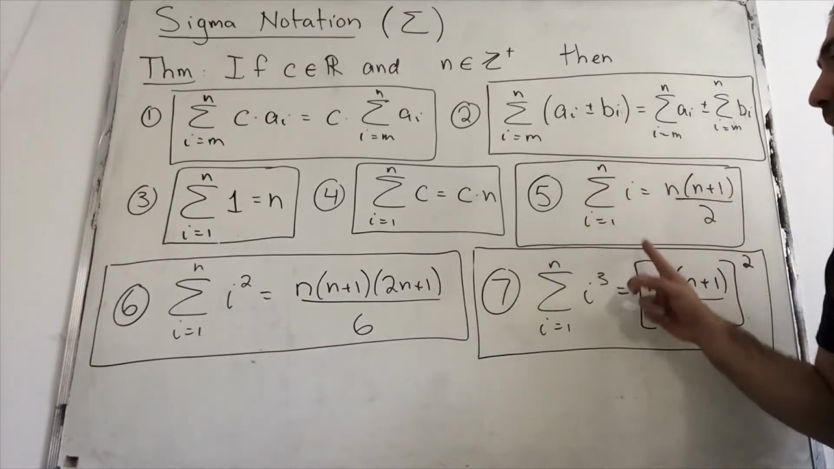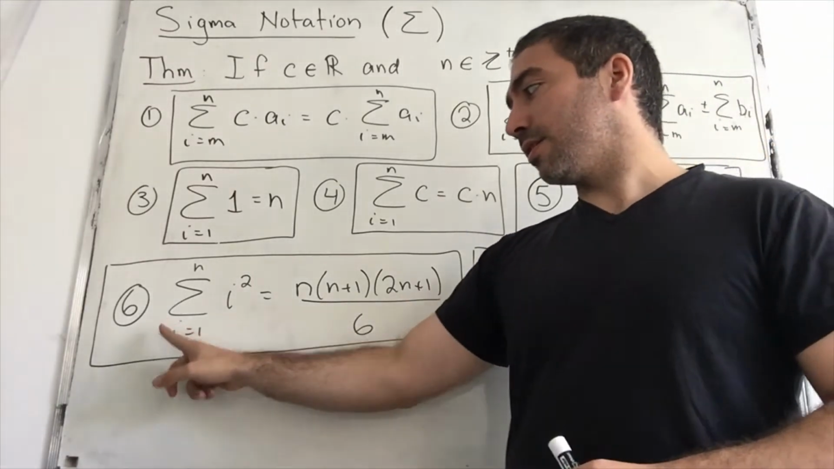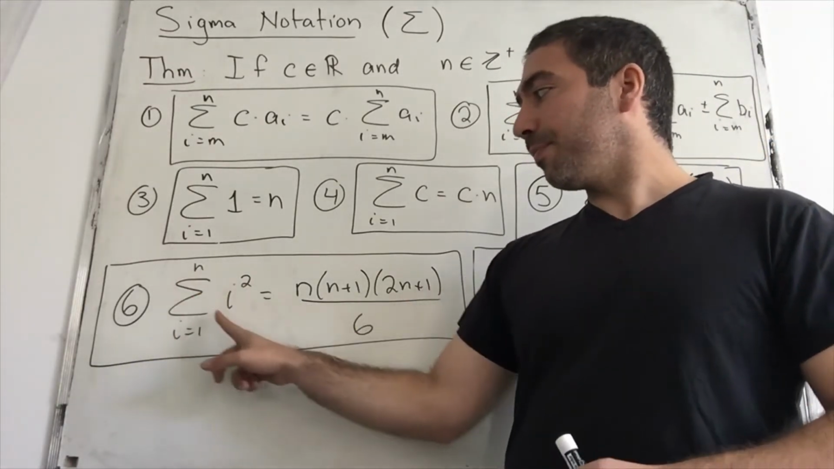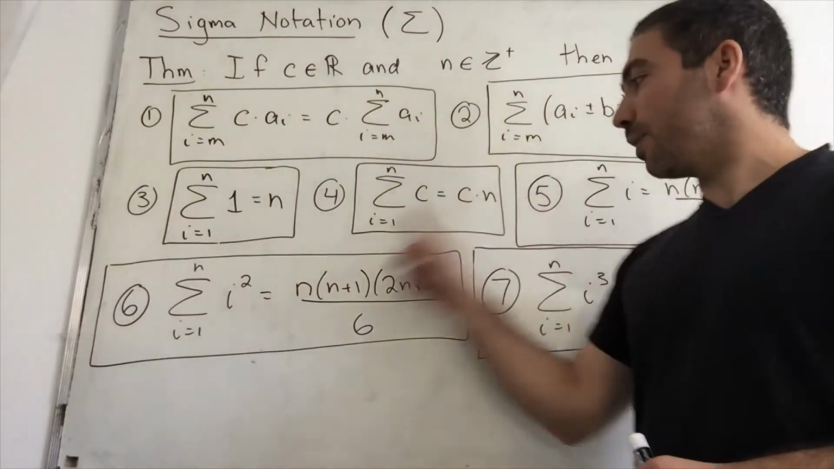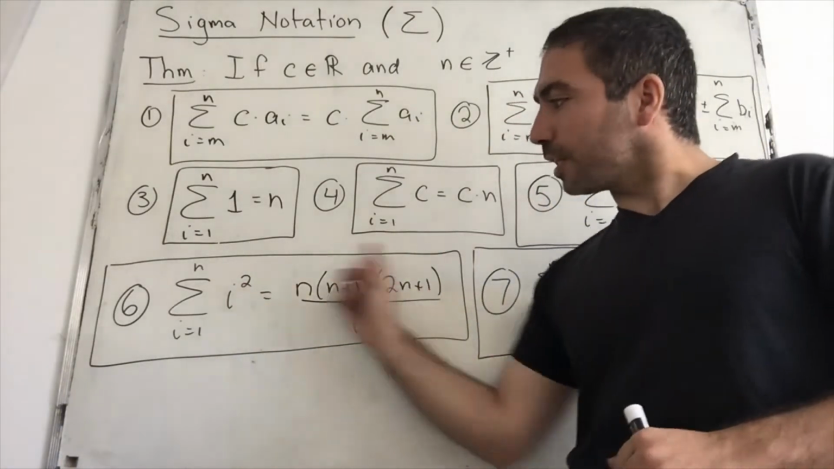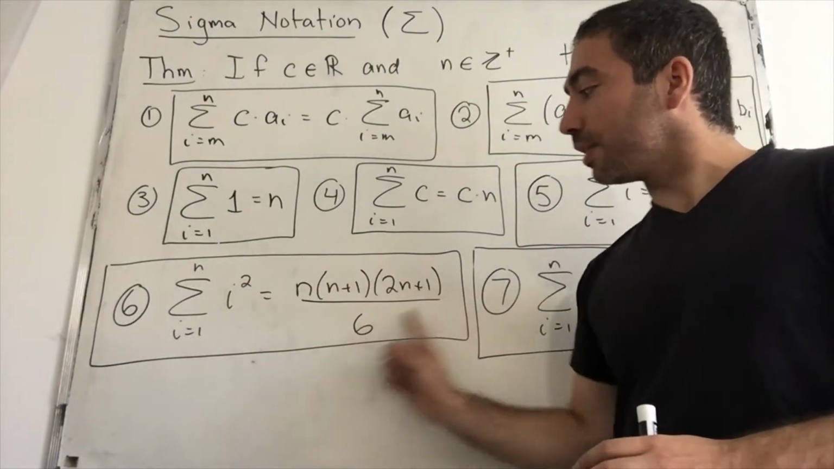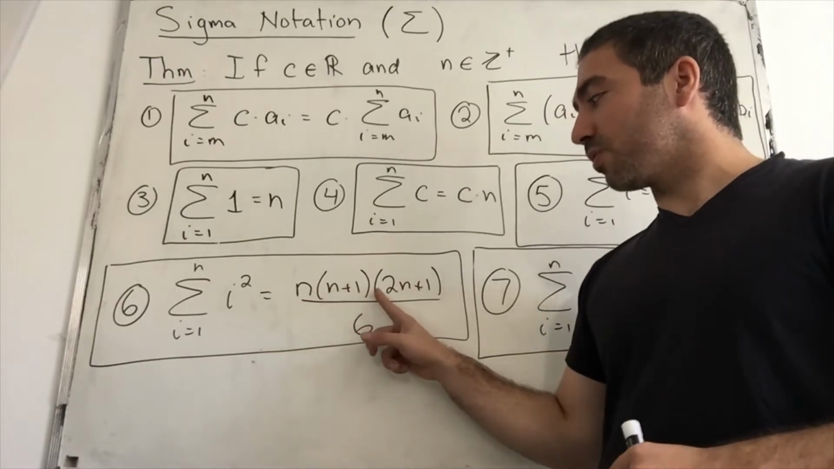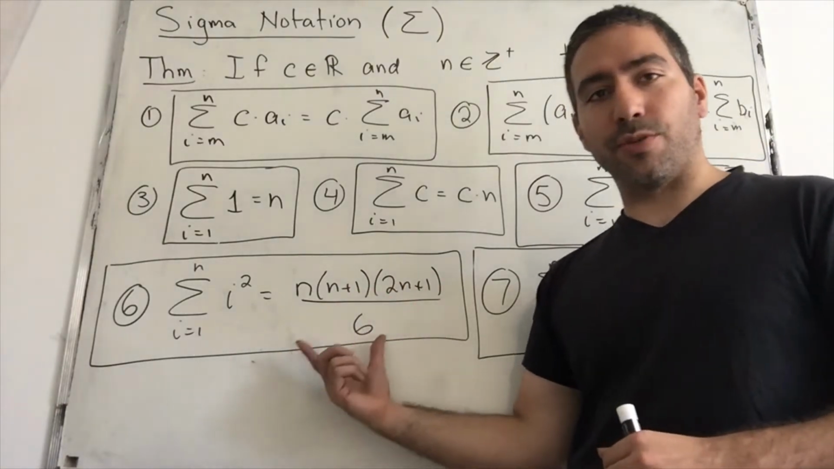So this just has to be memorized. The sixth, the sum from 1 to n of i squared. This one's the one that students have the most difficulty remembering. It's n times n plus 1 times 2n plus 1 divided by 6, so make sure you have this memorized.